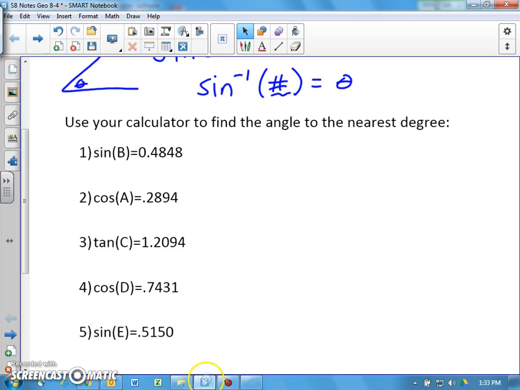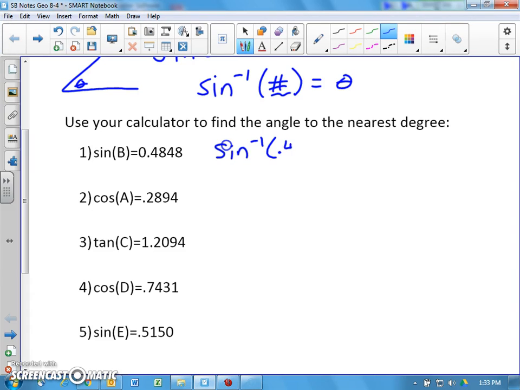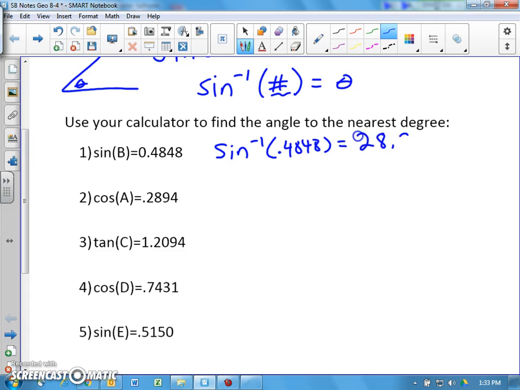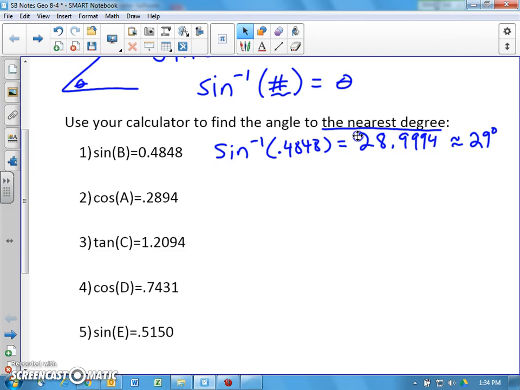It's going to tell us that we're looking at a 28.9994 degree angle. So after having done sine inverse of 0.4848, it gives us our angle as 28.9994. To the nearest degree, this would be approximately a 29 degree angle. So let's look at the next one.